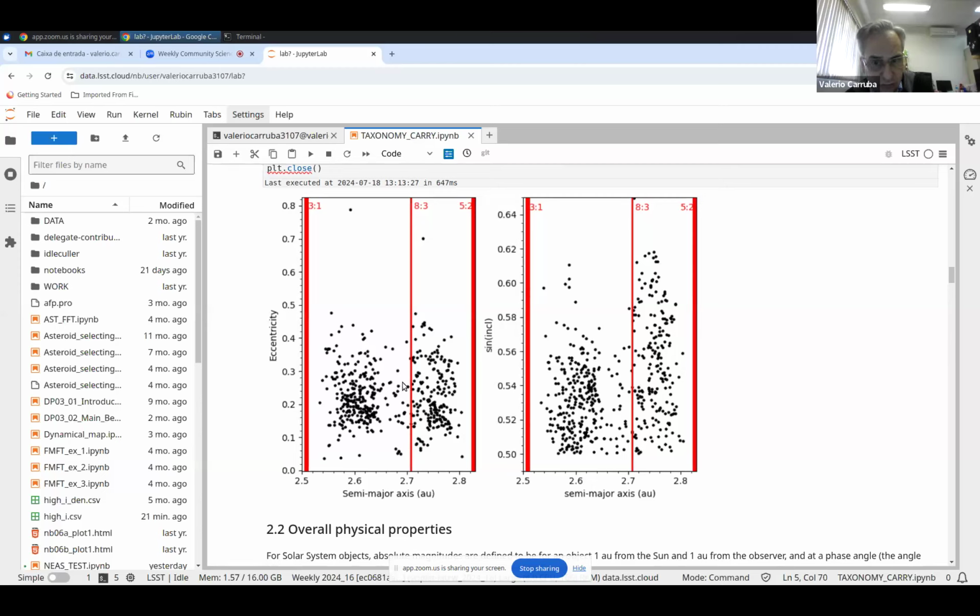But here we don't see it. We don't see the Pallas family. We don't see the Hansa family. In inclination, you will see that there are alignments of objects, like in a horizontal line, something like that.